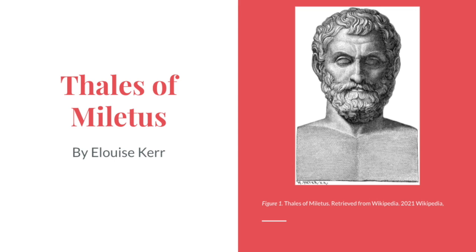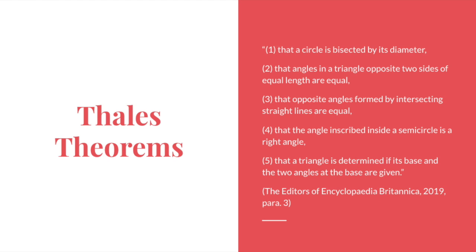He created the first theories around circles, despite the Egyptians creating the wheel and circles' properties being well known. He used geometry as a way of determining the distance ships were away from shore, and also the height of pyramids. Thales discovered the following. Any triangle inside a semicircle will be right-angled. Circles are bisected by their diameter. Angles inside triangles with opposite sides equal in length are equal. Angles opposite each other formed by intersecting straight lines will be equal. Triangles are determined if their base and two angles at the base are given.